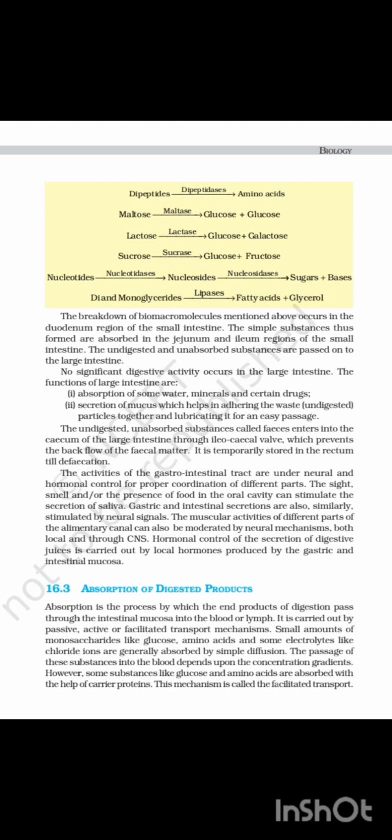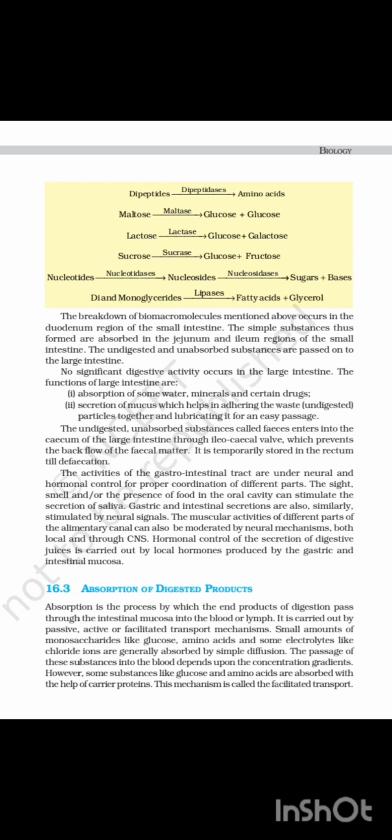The activities of the gastrointestinal tract are under neural and hormonal control for proper coordination of different parts. The sight, smell and/or the presence of food in the oral cavity can stimulate the secretion of saliva. Gastric and intestinal secretions are also similarly stimulated by neural signals. The muscular activities of different parts of the alimentary canal can also be moderated by neural mechanism, both local and through the CNS. Hormonal control of the secretion of digestive juices is carried out by the local hormone produced by the gastric and intestinal mucosa.